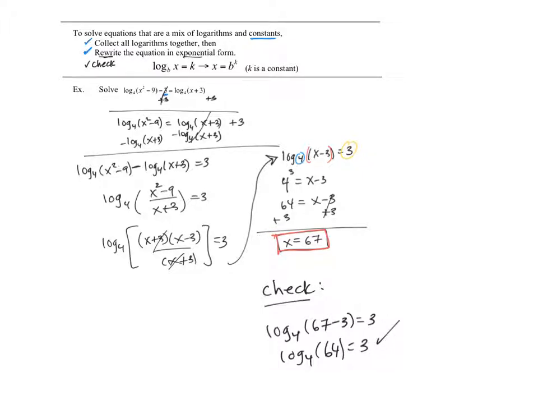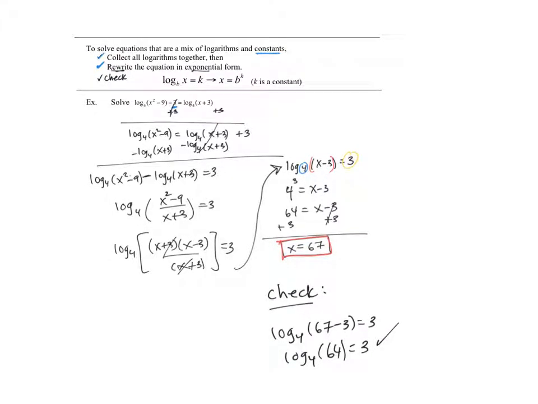So your big thing here with logarithms is you're looking to see, is there a constant term? If there is, then we're going to rewrite in terms of exponents, and if everything's logarithms, then we're going to use the equivalence property.